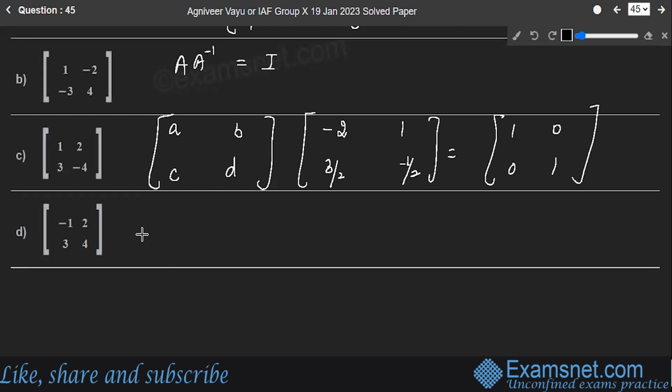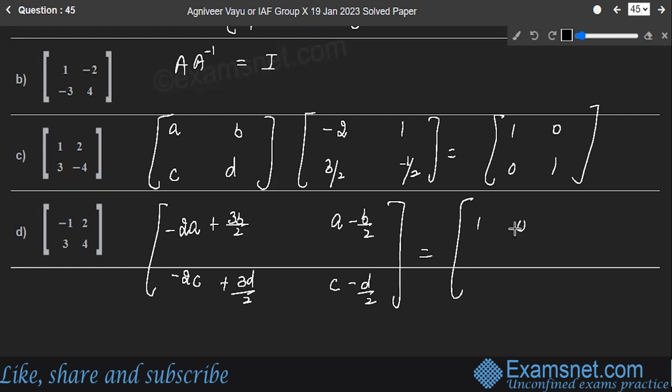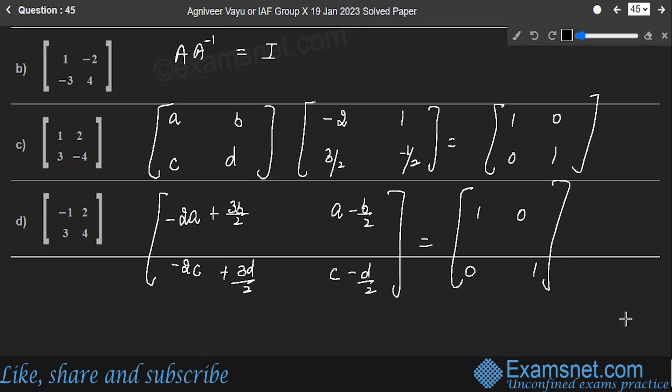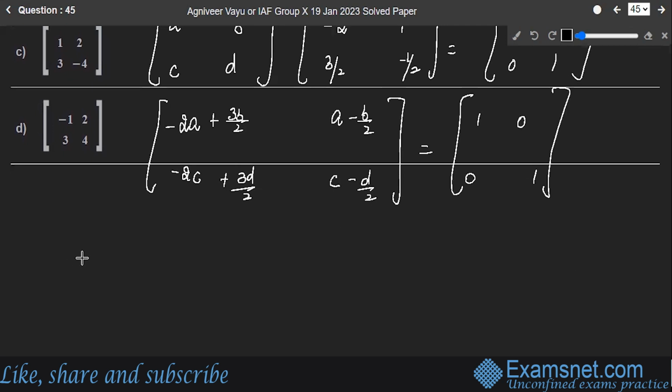So let's do the multiplication. You will have (-2A + 3B)/2, (A - B)/2, and (-2C + 3D)/2, (C - D)/2, equal to 1, 0, 0, 1. So this means we have so many equalities over here. So first, (A - B)/2 is equal to 0, which makes A equal to B/2, right?